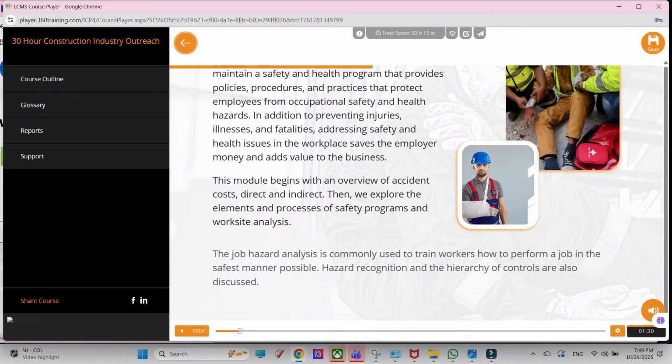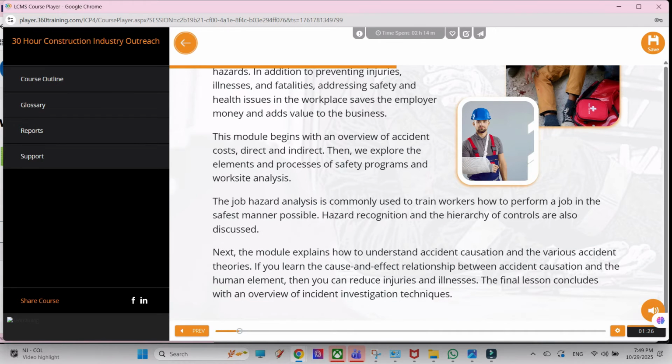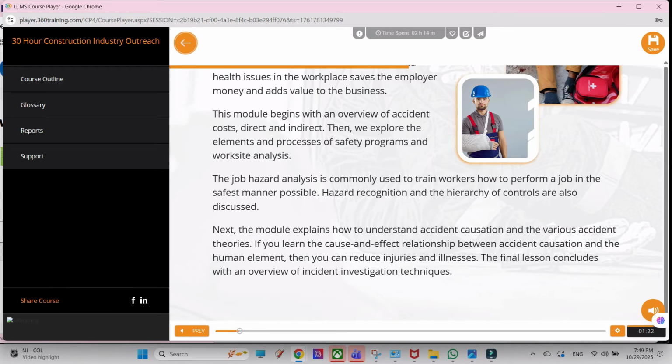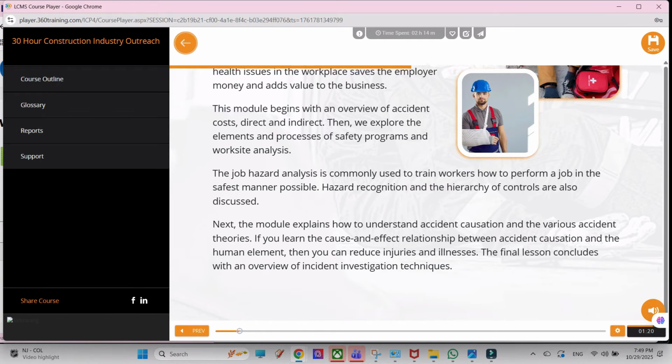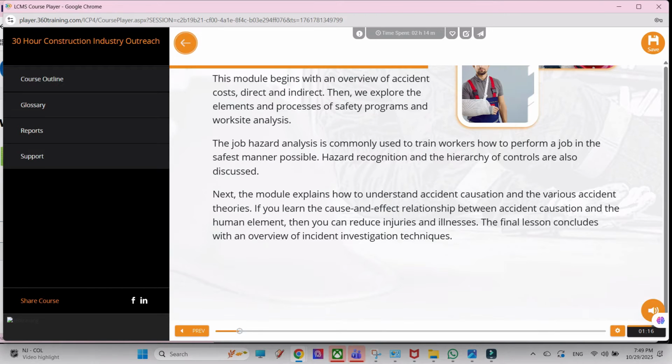This module begins with an overview of accident costs, direct and indirect. Then, we explore the elements and processes of safety programs and worksite analysis. The job hazard analysis is commonly used to train workers how to perform a job in the safest manner possible. Hazard recognition and the hierarchy of controls are also discussed.